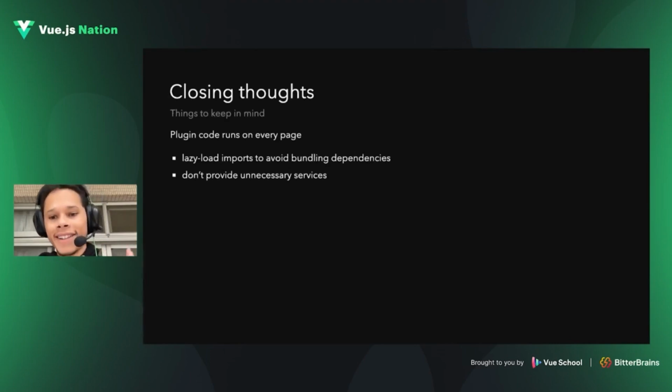Before I let you continue to enjoy this conference, some closing thoughts. A couple of things to keep in mind, basically. Both in Nuxt and in Vue, the plugin code we have runs on every page. So if you are going to implement dependency injection the same way I did, you need to make sure you lazy load your imports to avoid bundling too many dependencies in your bundle entry point. Furthermore, you need to make sure you're not providing unnecessary service dependencies in your bundle because it will run on every page, like I said.